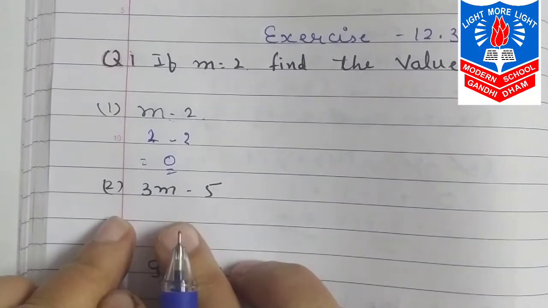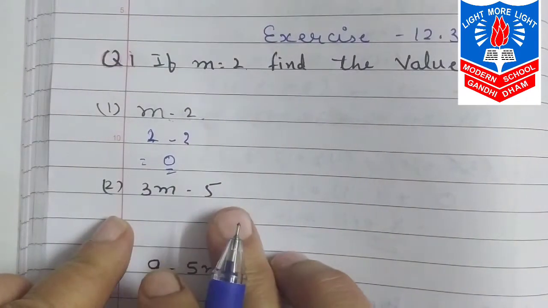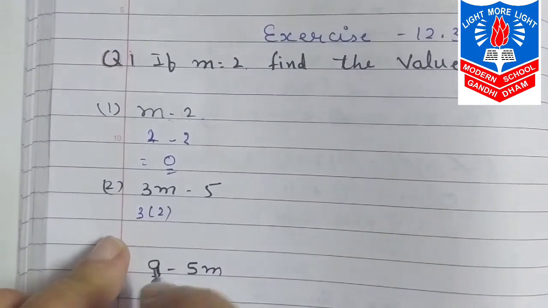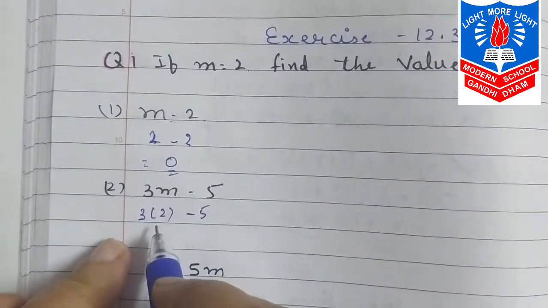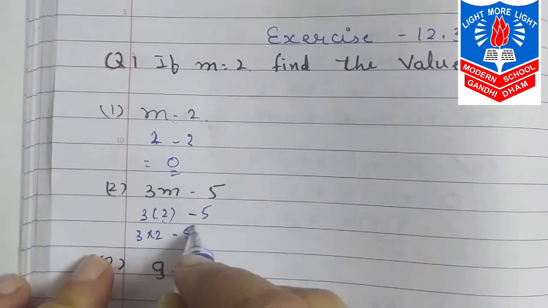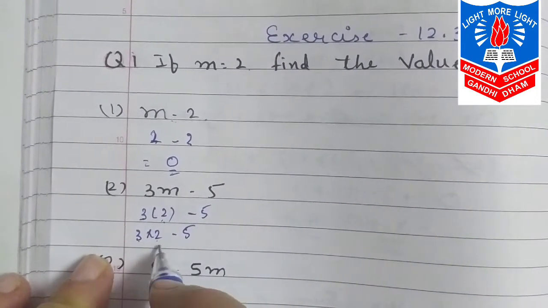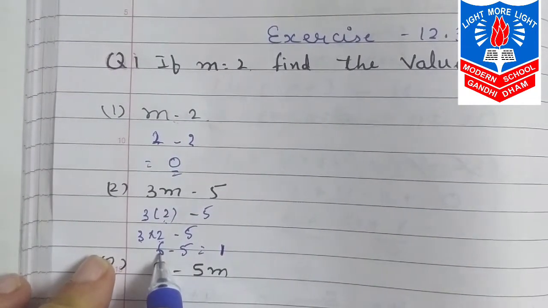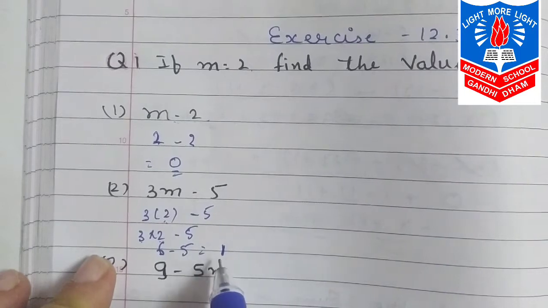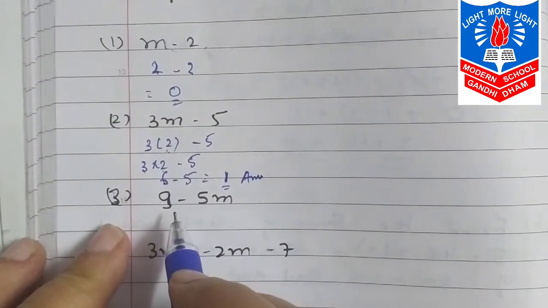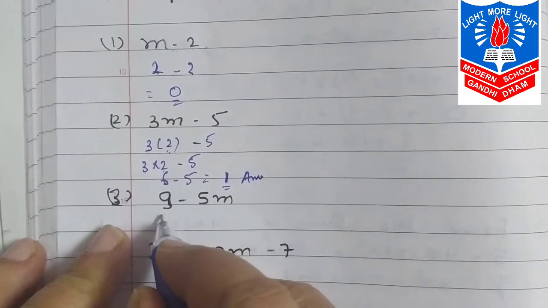Then the second one, 3m minus 5. So I keep the value of m is equal to 2. 3 into 2 minus 5. 3 2s are 6 minus 5 is equal to 1. Bigger integer is plus. So I write here 1. So the answer is 1.